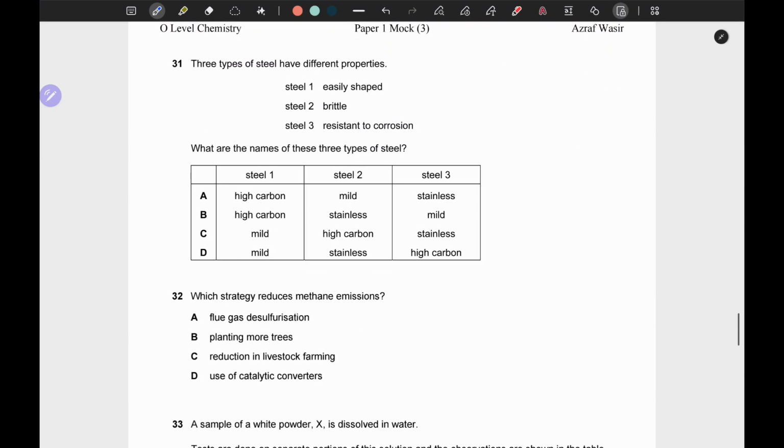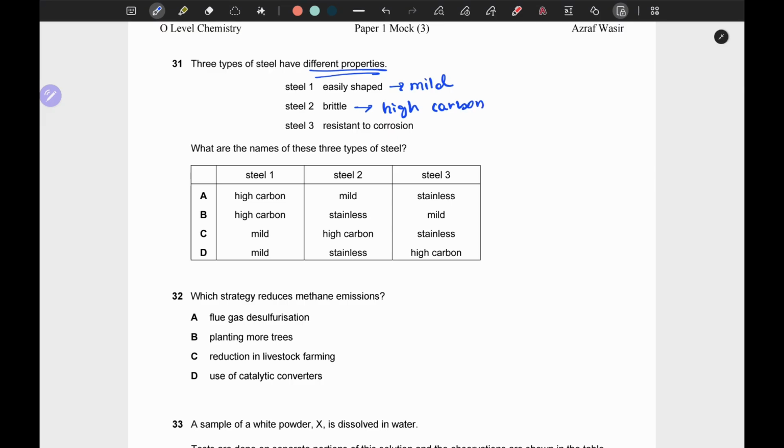Moving on to number 31, three types of steel have different properties. So steel 1 is easily shaped, steel 2 is brittle, steel 3 is resistant to corrosion. And they're asking us the names of the three types of steel. So easily shaped means it's definitely mild, and a steel is brittle when it has high carbon.